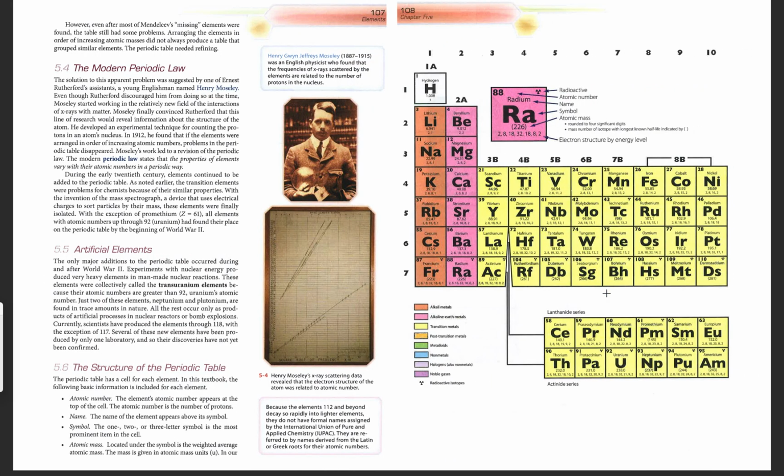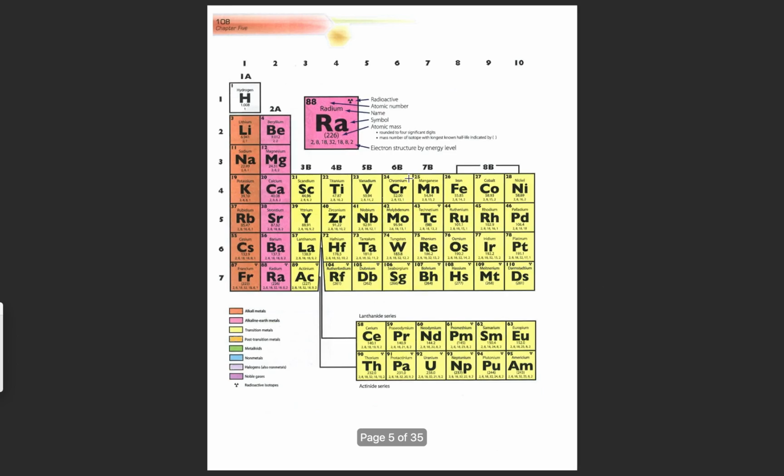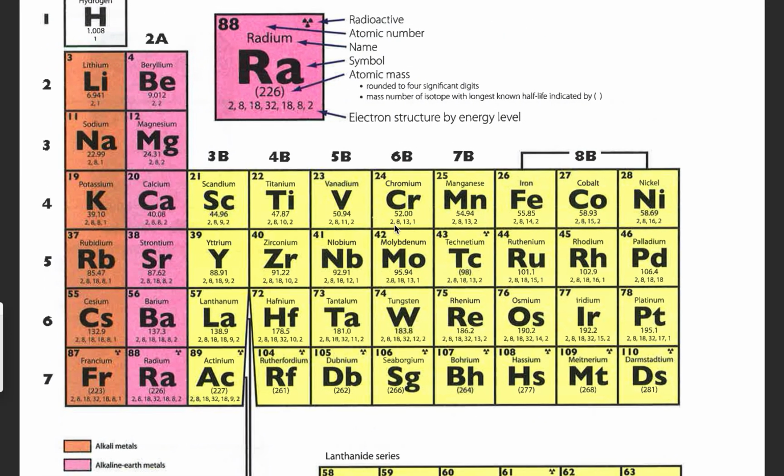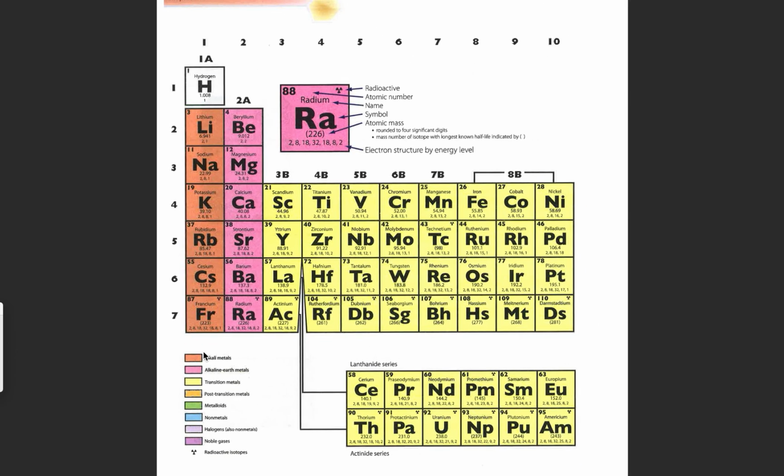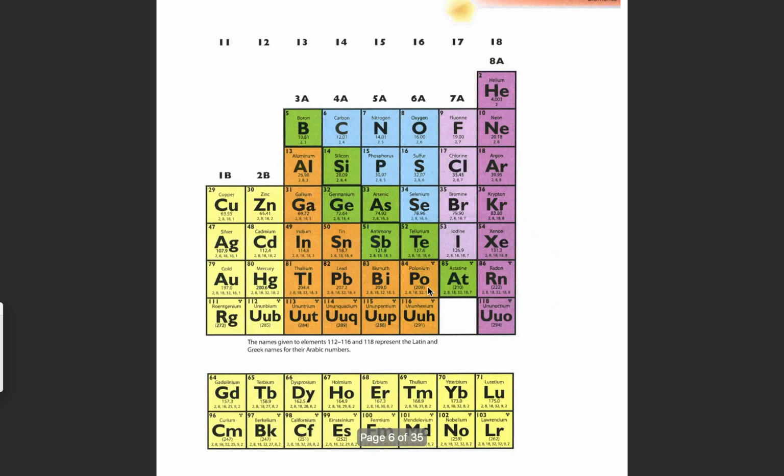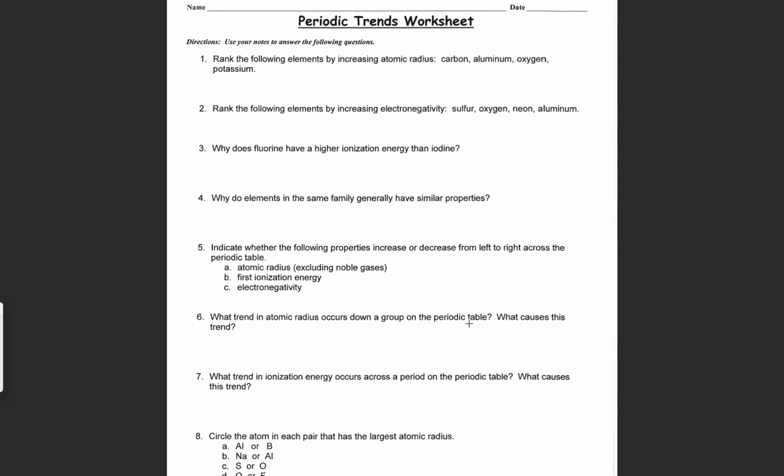Here's a periodic table that I like to use in the book. It's good because it shows you the electron levels, okay? Also, it says these orange are alkali metals, alkali earth metals, transition metals, and then post-transition metals, metalloids, nonmetals, halogens, noble gases. All right?